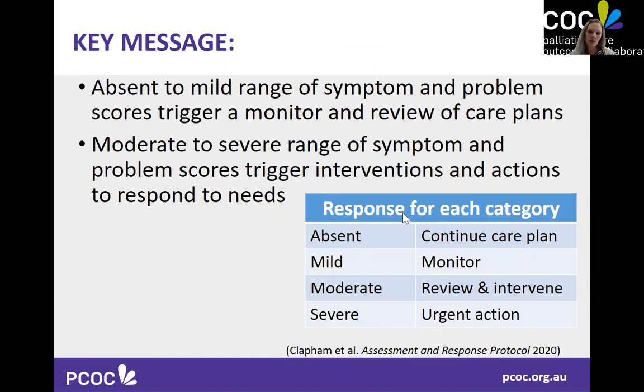And here are the responses for each category broken down into 4. The absent of 0 means that you can continue what you're doing because what you're doing is working to keep problems absent. Mild is 1. This requires you to monitor, to continue to deliver the same care and keep symptoms and problems in the mild range. Moderate 2 requires you to review and intervene because the moderate range requires an action. And severe 3 requires urgent action. So you need to do something as soon as possible, immediately.